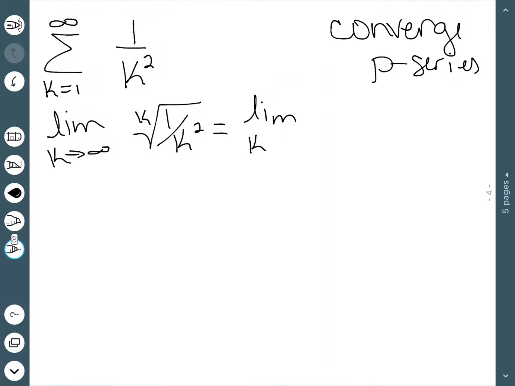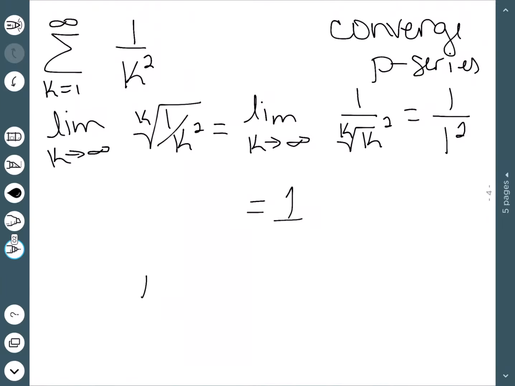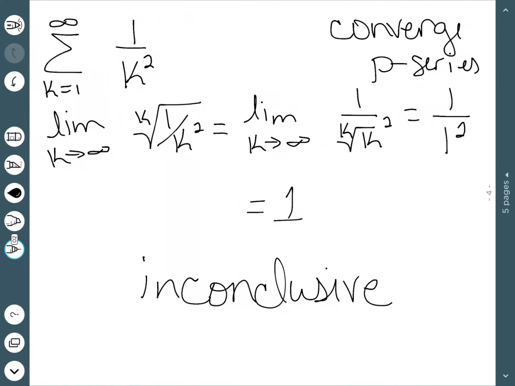Simplifying this, I have 1 over the kth root of k squared. We know the kth root of k tends towards 1, so this is 1 over 1 squared, which is 1. So while we know this series converges using other tests, according to the root test, it is inconclusive.